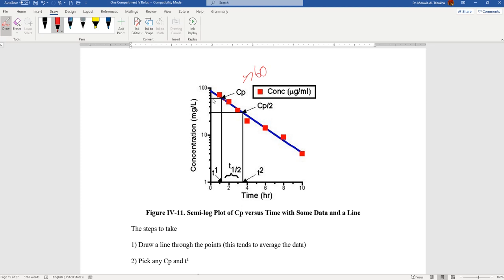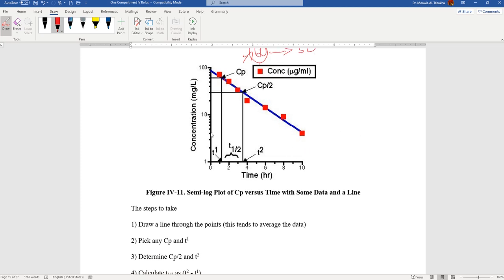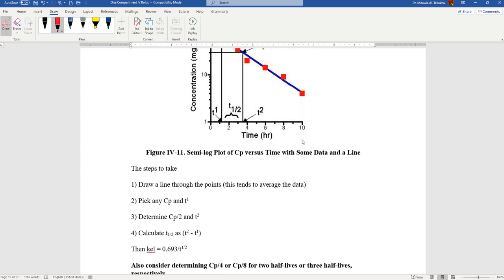This is 60. What is half of 60? It is 30, right? So we want to see the time for the concentration to fall from 60 to 30. Look at how we do it. It's 60 at this time and it's 30 at this time. So what is the time it takes to fall from 60 to 30? You calculate that: T2 minus T1. So we can do it in a graphical way, using the graph, simulograph paper with the straight line. We can do that.